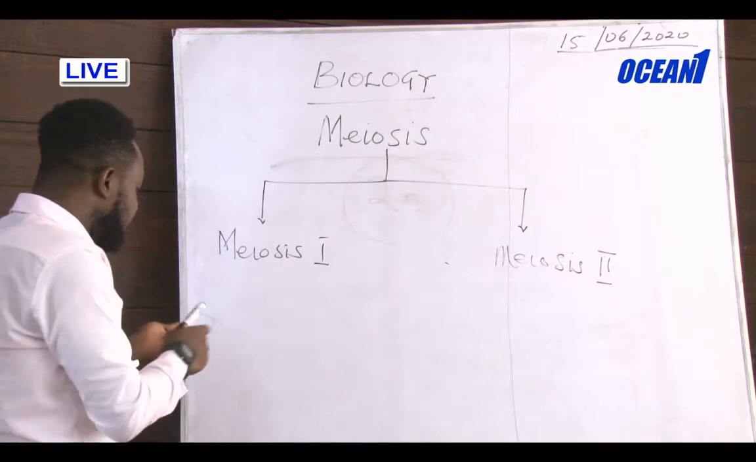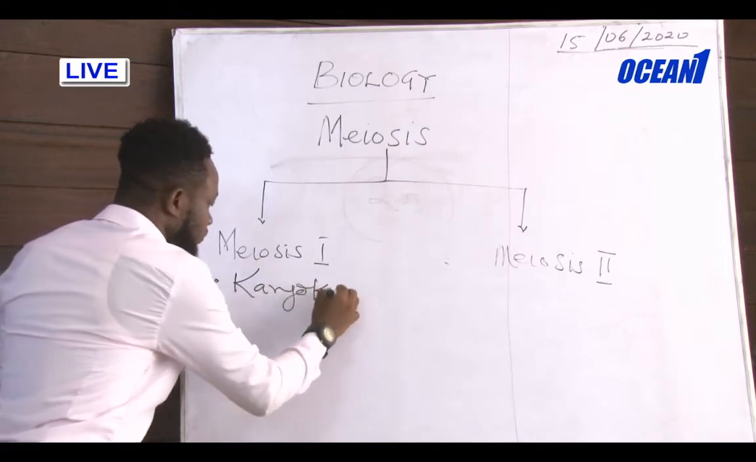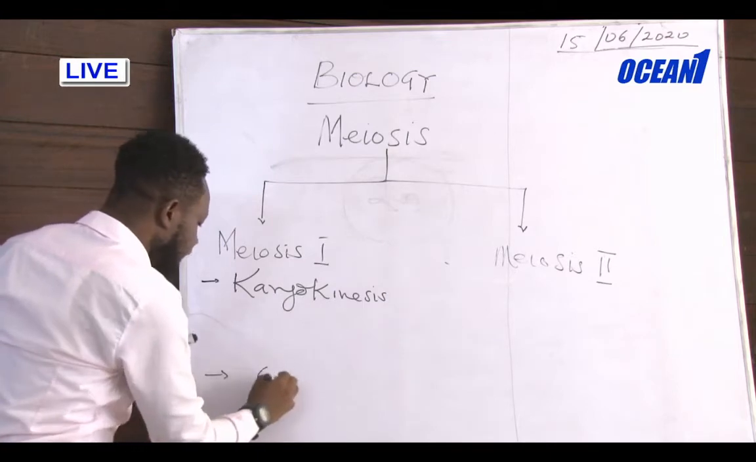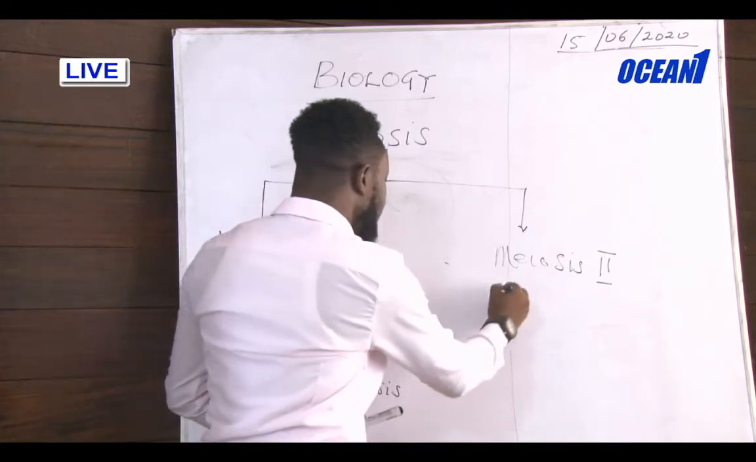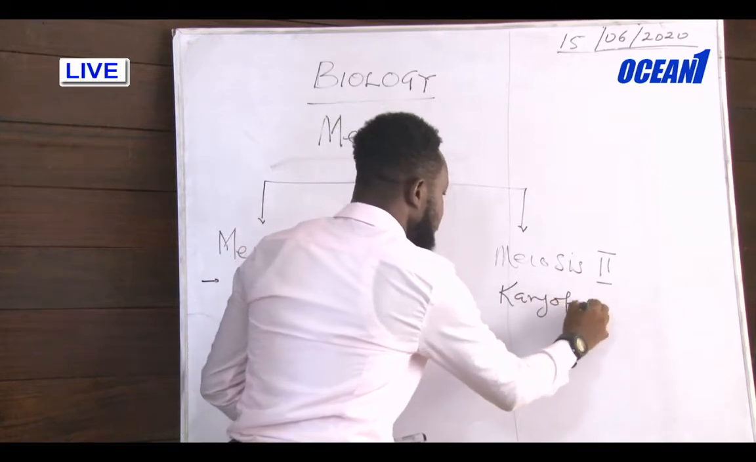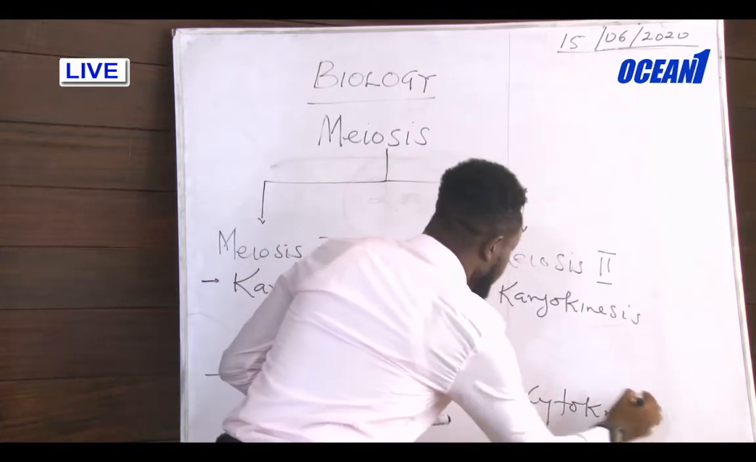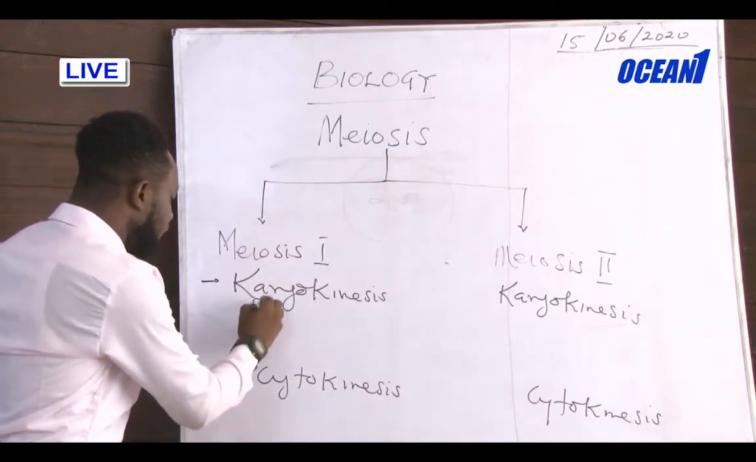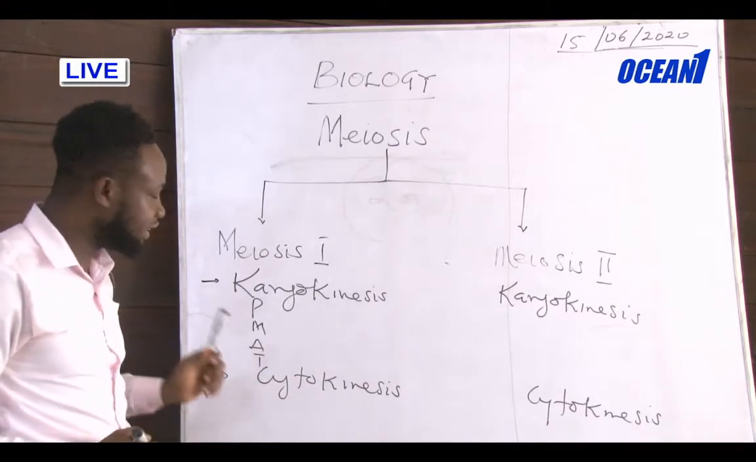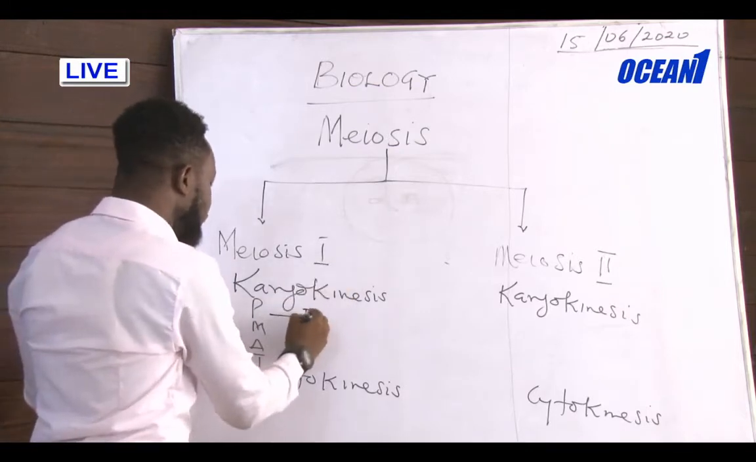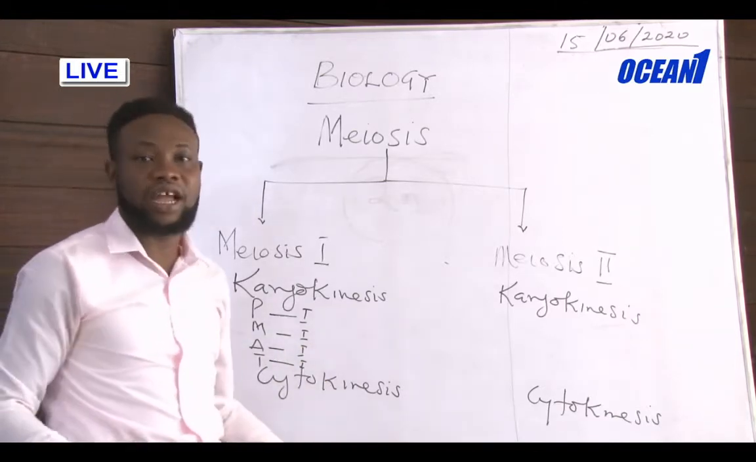Don't forget that you have already established that each phase is made up of two. So we have karyokinesis. Then we also have cytokinesis. Now when it comes to meiosis 2, we also have karyokinesis. And we also have cytokinesis. Now we know that under the karyokinesis, we are going to have our PMAT, which we have already explained as prophase, metaphase, anaphase, and telophase. So because you have one here, this will be prophase 1, this will be metaphase 1, this will be anaphase 1, then this will be telophase 1. Then we get our cytokinesis 1.